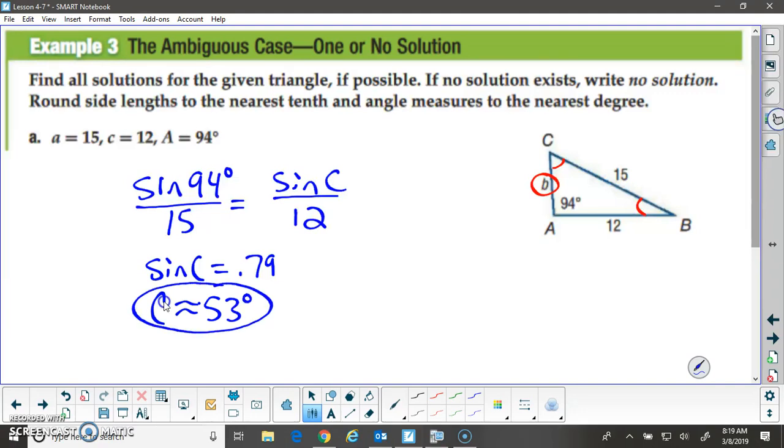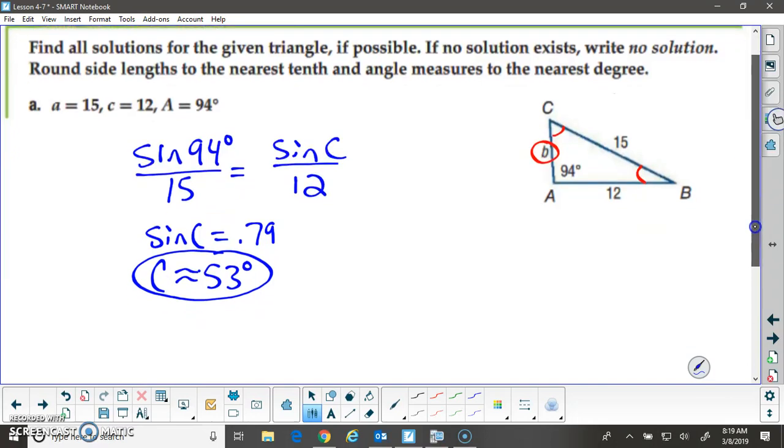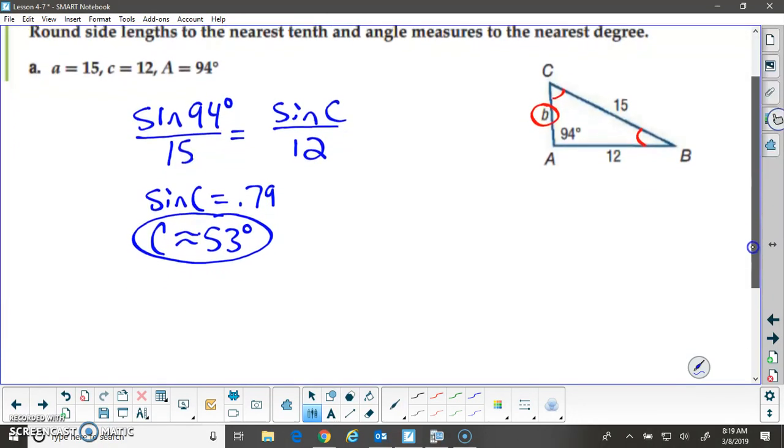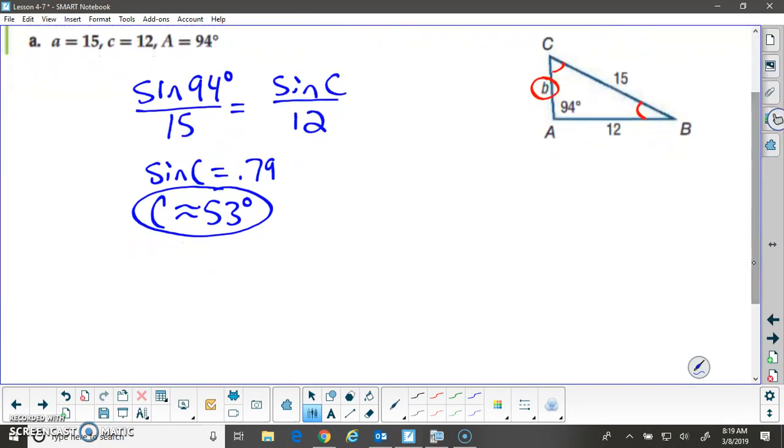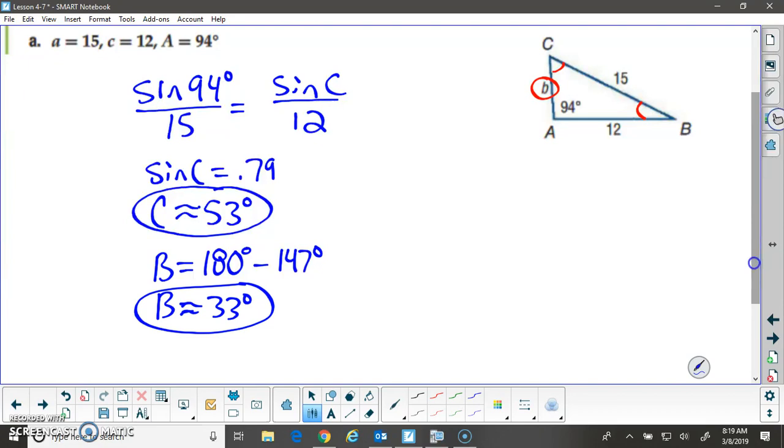So now that we know angle C is about 53 degrees, we know that the sum of the three angles has to add up to 180 degrees. Thus, angle B would have to be equal to 180 degrees minus, let's see, if we add 94 and 53, that gives us 147. So that would be 33 degrees for angle B, approximately. So now we've got our two missing angles.